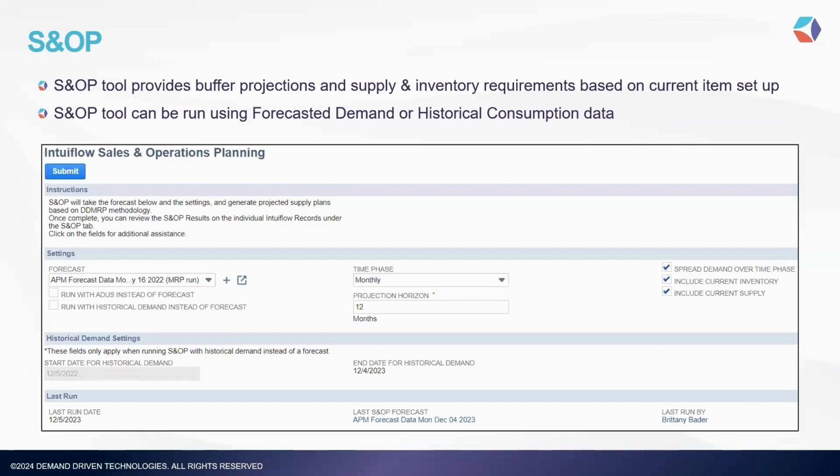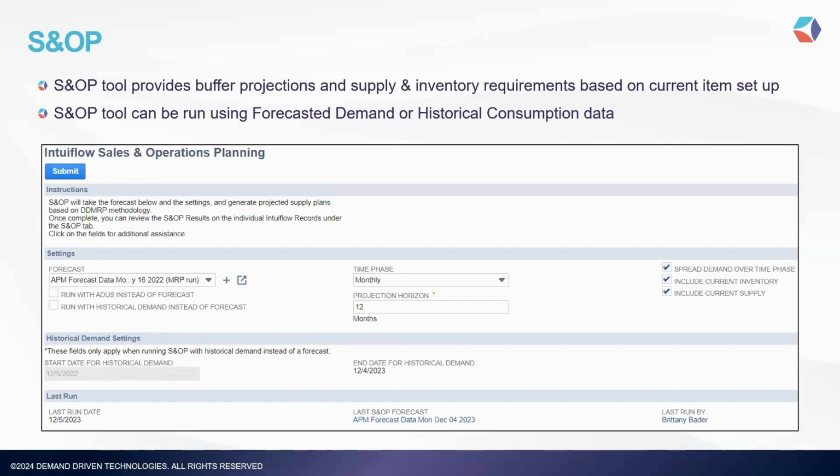Okay. So in addition to the materials planning side, we do have the S&OP module in NetSuite as well, where you can essentially use either a forecast or historical demand to project your buffers forward, right? So again, foundationally very similar to the S&OP module in the enterprise version.